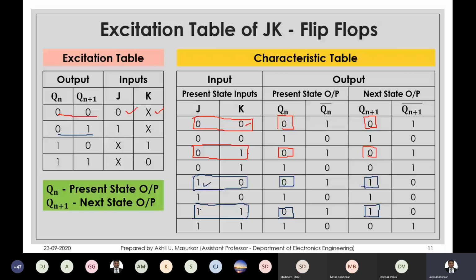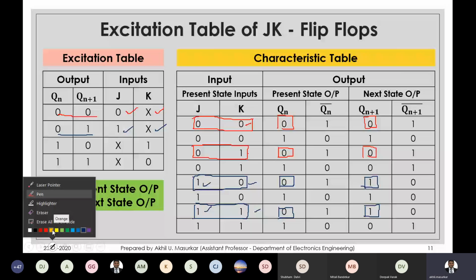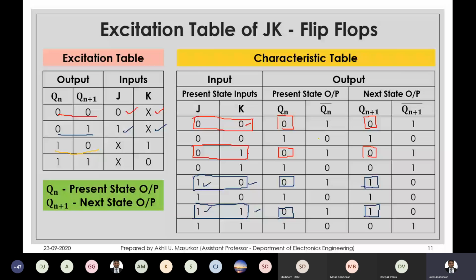Okay, next is 1 0. Next is here 1 0. So let's see where is 1 0. Here we have 1 0, and here also we have 1 0. So let's highlight those cells here. See 0 1. Okay, so now J can take any value 0 or 1, and K is 1. So that is why J is don't care, K is 1.